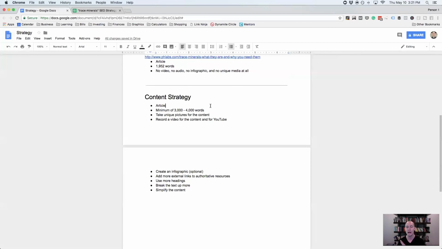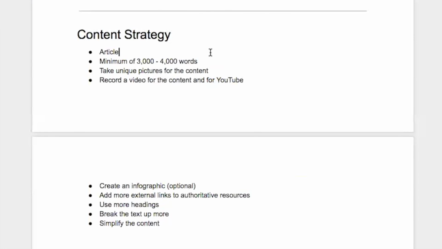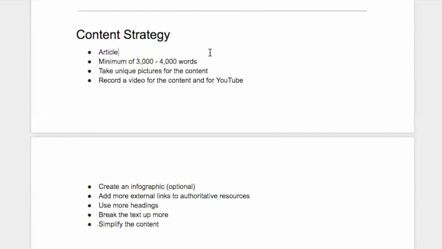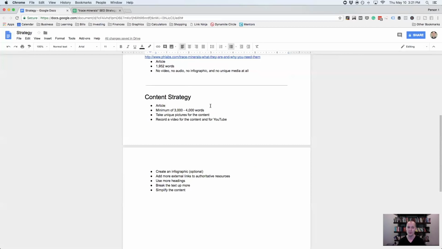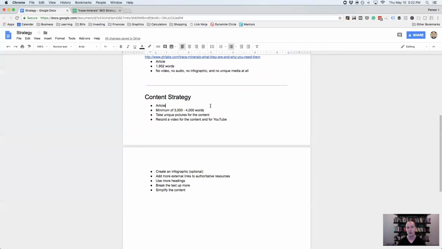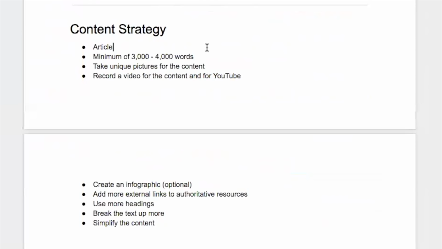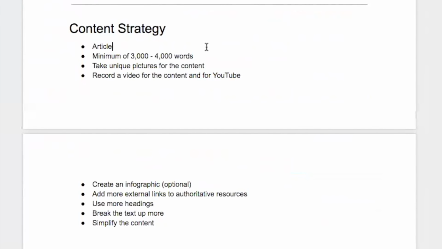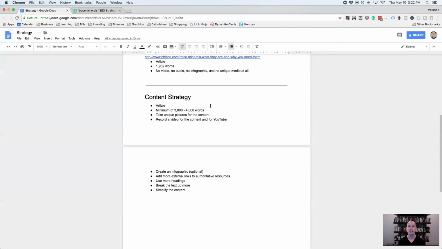And then you also will have it on YouTube, which is the second biggest search engine, where you can actually rank for that keyword phrase in YouTube as well. So it's a double whammy. And then the other thing you can do is create an infographic, which I say is optional. And so what I would do is I would go through this process of writing the article, getting the unique pictures, and recording the video, and then see how well that performs. And if you still feel like it's lacking a little bit, you can add more media elements to it to increase the level of uniqueness and quality.